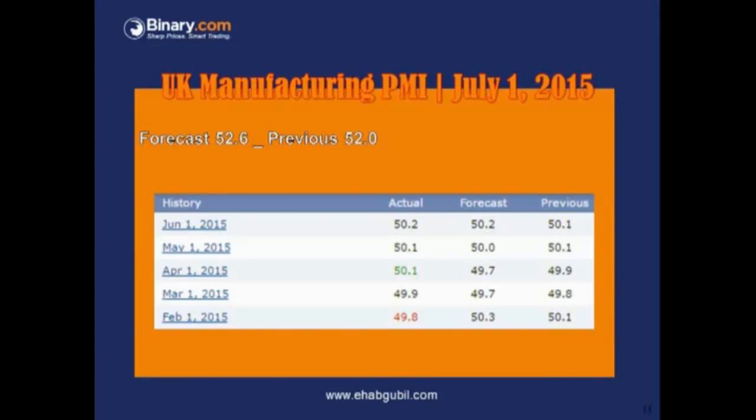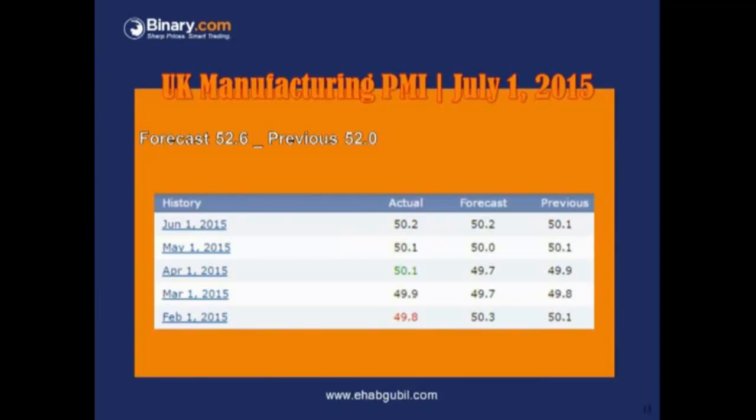UK manufacturing PMI is usually a high impact, very tradable release out of the UK. In the event we get a tradable deviation, we should see plenty of market price action, especially if the release matches the current pound bullish trend.